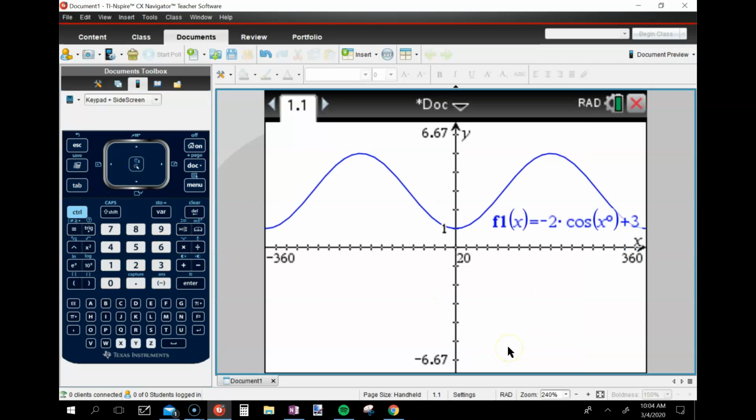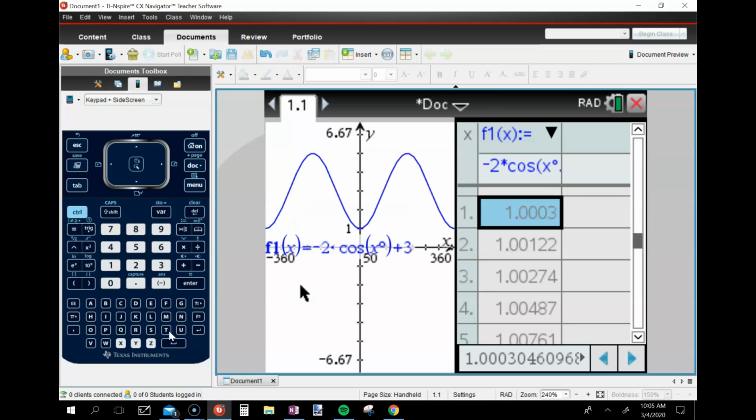All right, so now I can look at it. So that's what it needs to look like on my paper, right? But how do I get from here to the paper? Well, what do we like to go to? Table. How do I get there? Control T. All right, and so I have a table. What's inconvenient about this table?